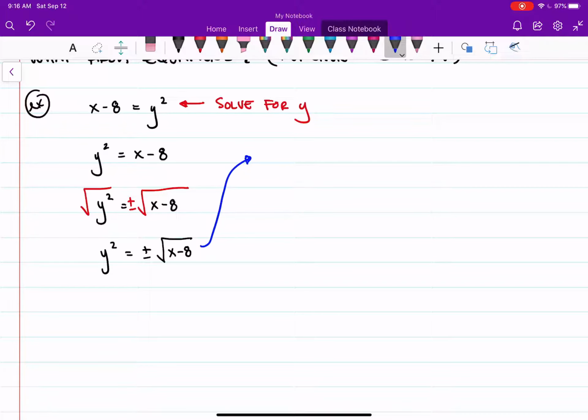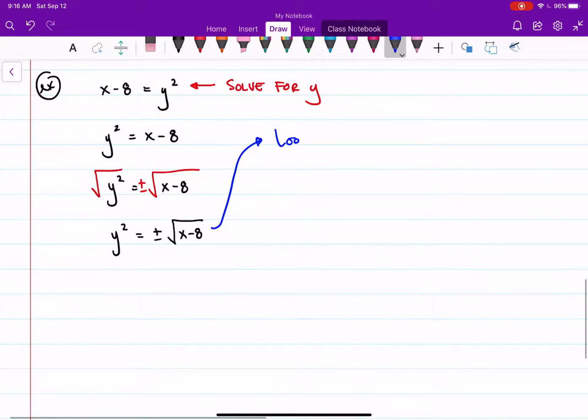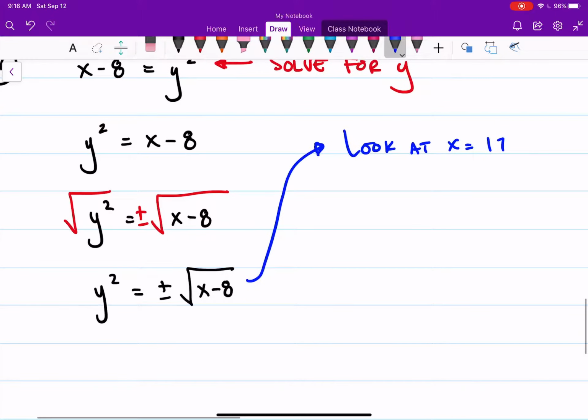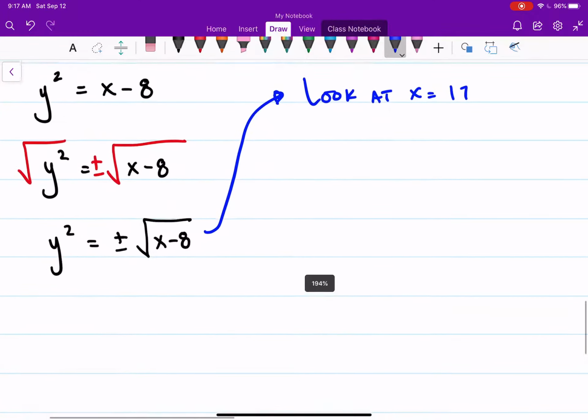So I'm going to look at when x equals 17. Let's take a look at that. You're wondering why I picked 17. The reason is that I was looking for a perfect square, right? So 17 minus 8 would be 9, and 9 is a perfect square. So that's why I chose 17, so that I don't have to deal with decimals and stuff like that. So let's go ahead and take this equation.